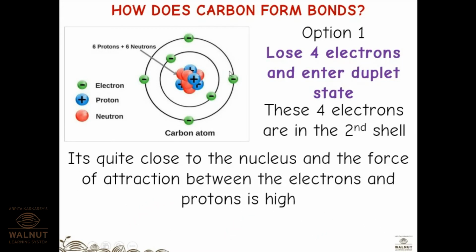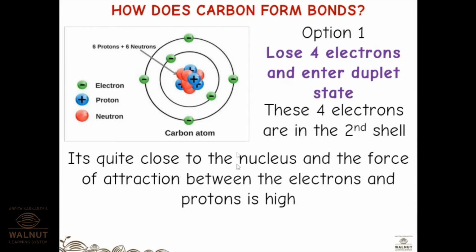Okay. Now remember, if you want to kick out even a single electron from an atom, you require a lot of energy, and here you are going to kick out 4 electrons, so you can just assume how much energy you will require. Duplet means 2 electrons in the outermost shell, and octet means 8 electrons in the outermost shell. If an atom fulfills that, then it is a stable species.